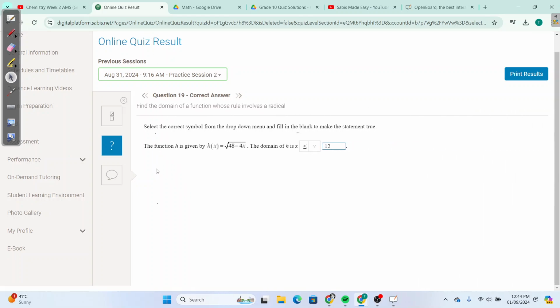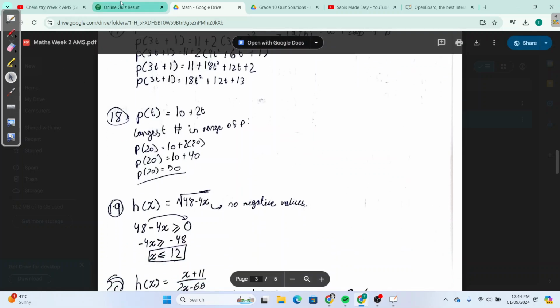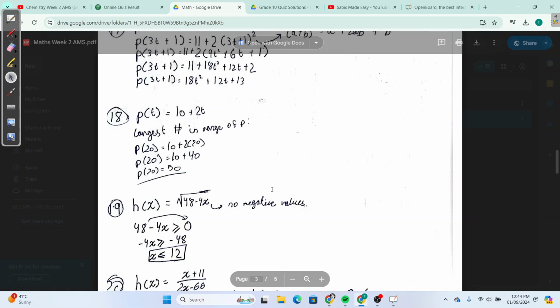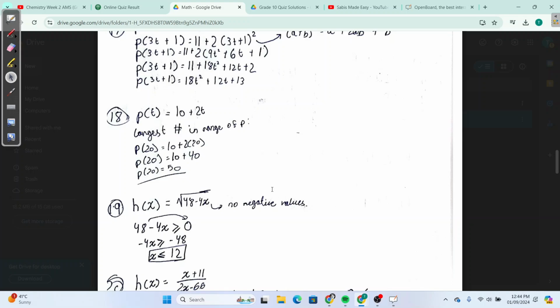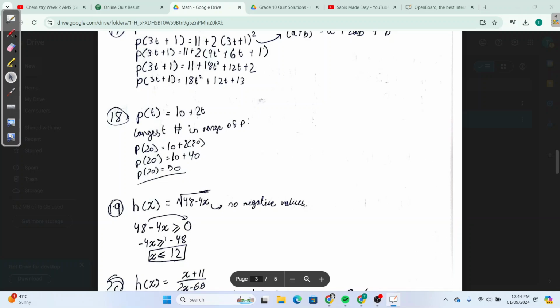Now the function h is given by h of x equals the square root of 48 minus 4x. What is the domain of h? What this means is, which numbers are accepted for this function to be defined? Obviously in a square root you can't have any negative values, so you set it greater than or equal to 0, because if you put 0 it would still be defined. So 48 minus 4x is greater than or equal to 0.